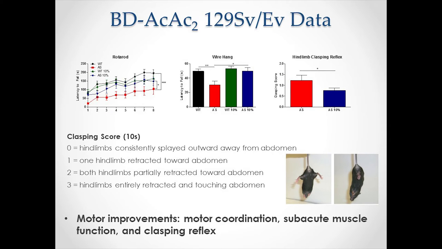A score of 1 is where one hind limb is retracted toward the abdomen. A 2, both hind limbs are partially retracted towards the abdomen. And 3, both hind limbs are entirely retracted, touching the abdomen, and typically in this clasping form. And what we saw was a significant improvement in our AS-treated animals in this hind limb clasping score. Again, all of this suggesting an overall motor improvement.